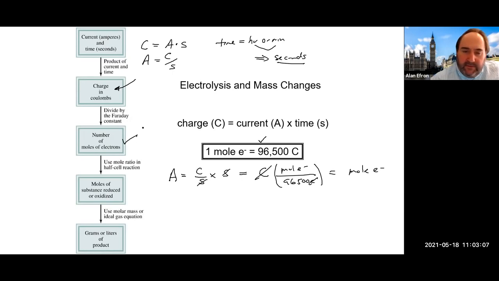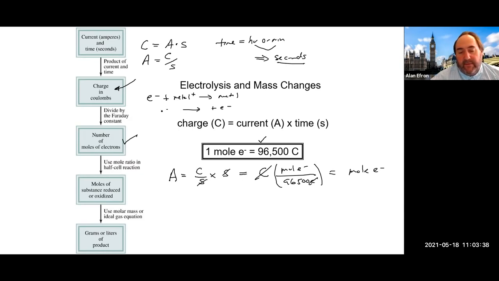Now, what do we do at that point? This is where the half reactions come into play. So for each of these electrolysis cells, as we just saw in the previous couple of slides, we have some half reactions. We have our reduction half reaction. We have our oxidation half reaction, where something is giving off.